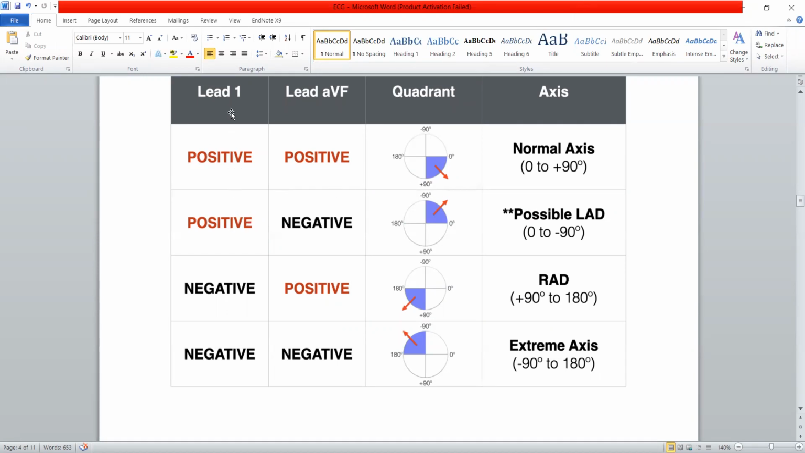Now in lead 1, QRS complex is positive. Positive means current is flowing towards lead 1 here. And AVF, it is negative. It means it is flowing away from the lead AVF because AVF is at the bottom. So it is moving upward. So the cardiac axis is between 0 to minus 90. So it is left axis deviation. And similarly in the other two examples.